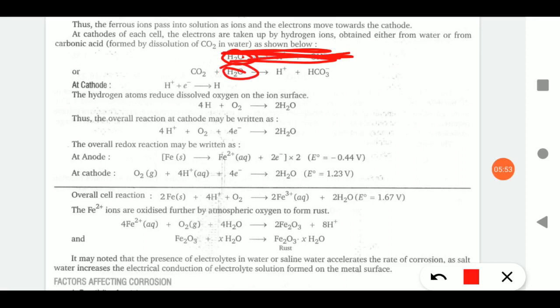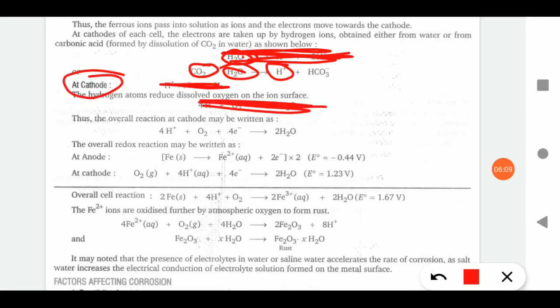Water is reacting with carbon dioxide and forming the carbonic acid, and this carbonic acid is releasing H positive ion. Okay, you can also remove this equation. Okay, you can also skip this equation. Now what will happen, you will write at the cathode, these H positive ions in the presence of atmospheric oxygen and the electrons lost by the iron will form water.